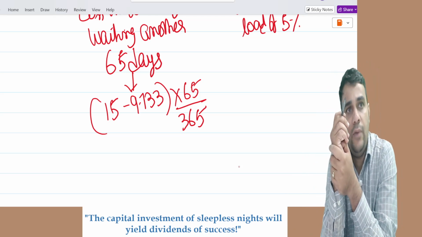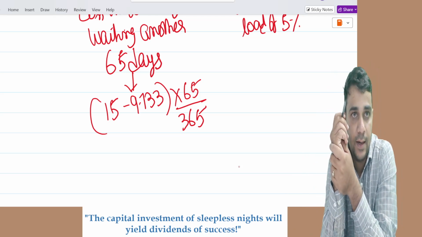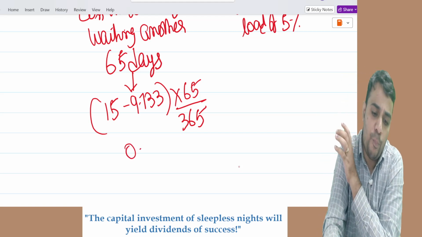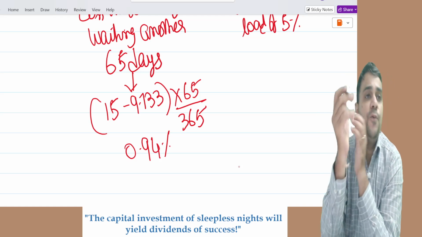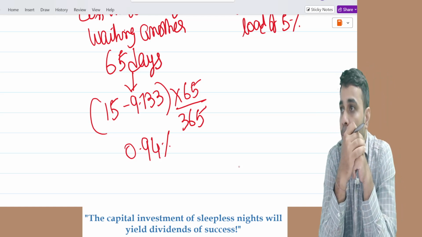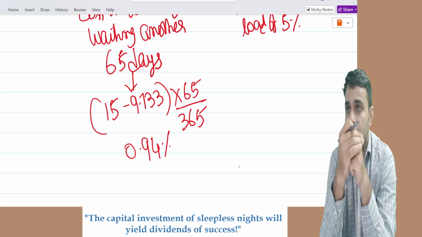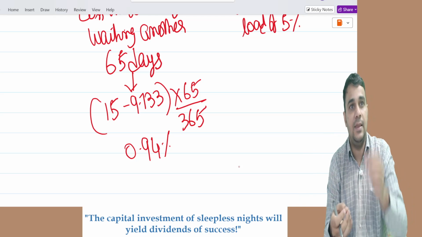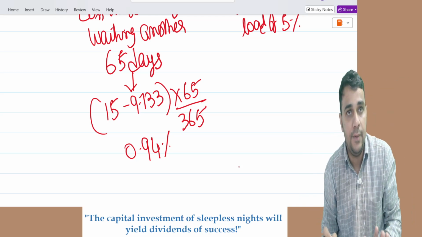I will play a waiting game for another 65 days, and lose a return of another 0.94% because we are already at 300 days. Another 65 days, if I wait, that penalty will get removed.